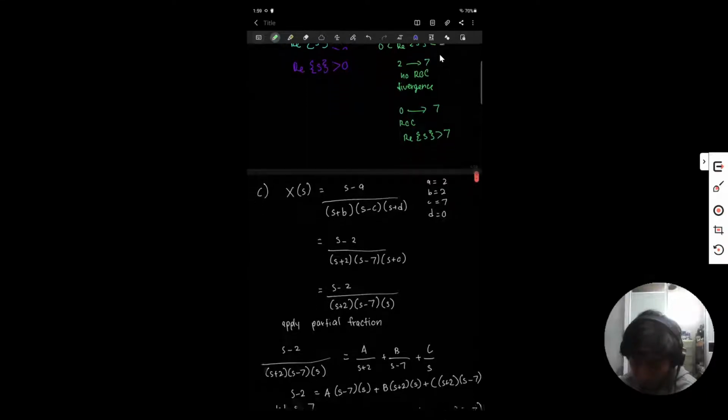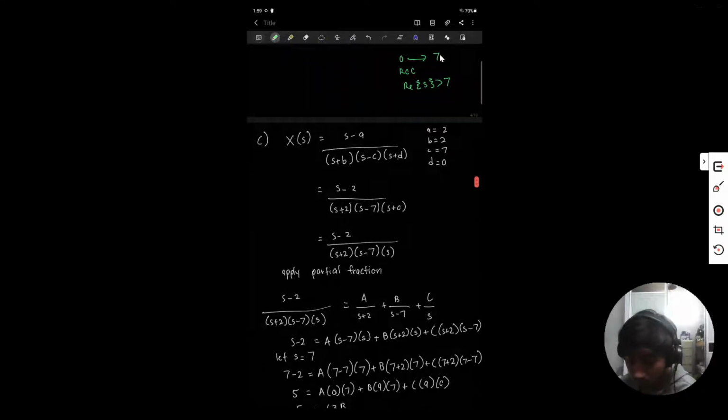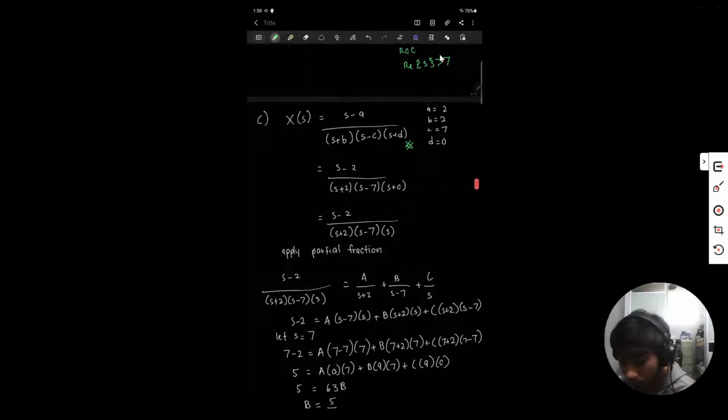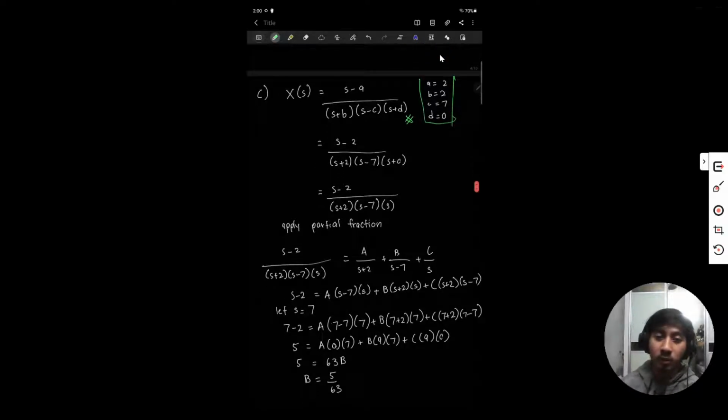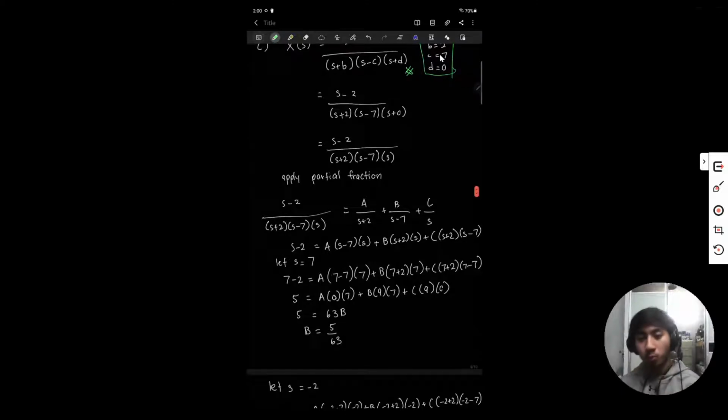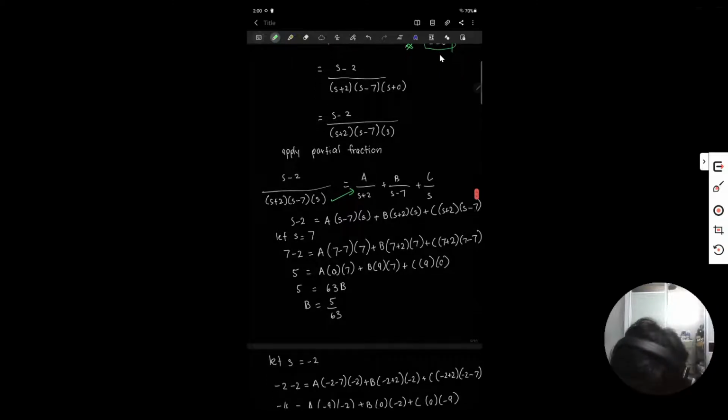Next, this is the third question. This is the equation given to us, so we just apply back the ABCD from my matrix number into the equation. Then we do partial fraction. After we get A, B, C in this form, we just multiply with the denominator down here, and we get this equation.